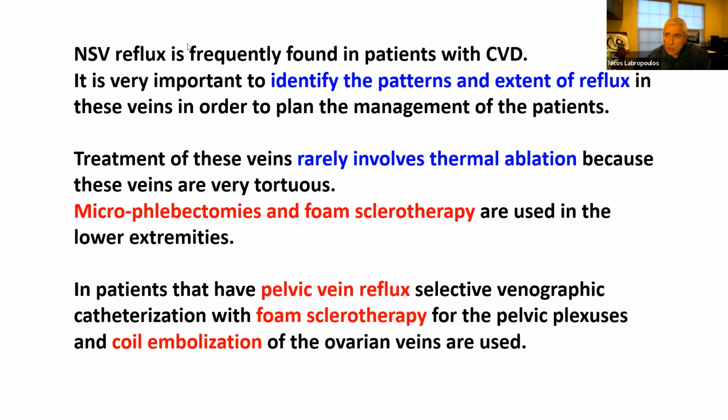Now, what to remember also, non-saphenous vein reflux is frequently found in patients with CVD. It's very important to identify the patterns and extent of reflux in these veins in order to plan the management of patients. Treatment of these veins rarely involves thermal ablation because these veins are very tortuous. Microphlebectomies and sclerotherapy are used in the lower extremities for these veins. In patients that have pelvic vein reflux, selective venographic catheterization with foam sclerotherapy for the pelvic leaks and coil embolization of the varicose veins are used. But don't forget, when you identify such veins, it is often common that these patients may also have pelvic vein reflux.